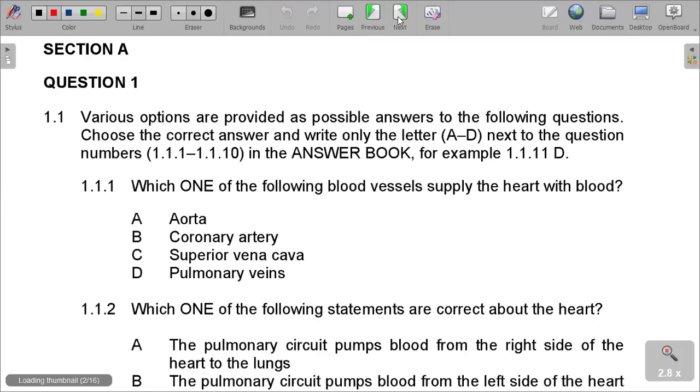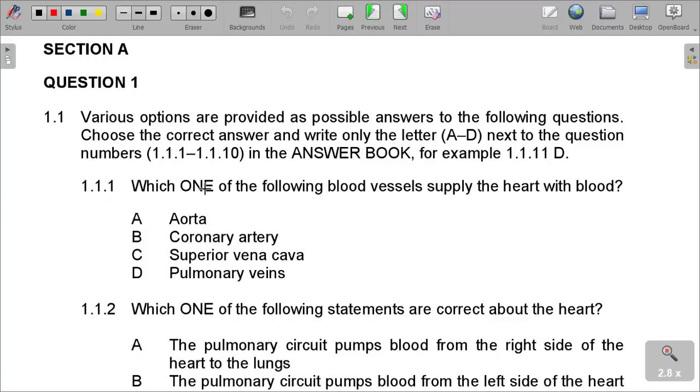Going straight to the questions, Section A. Various options are provided as possible answers to the following questions. Choose the correct answer and write only the letter A to D next to the question numbers. So you have got to know that you only write the question number and the letter that you are saying is correct for the questions that you are to answer in this question paper. So let's quickly go through these.